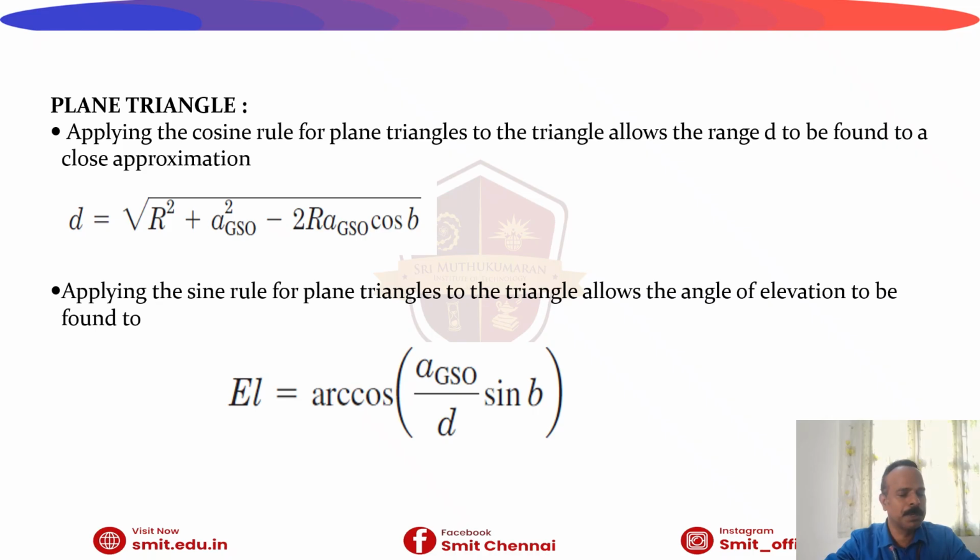And next, we are going to see about the plane triangle. In the plane triangle, we are applying the cosine rule. This cosine rule helps us to calculate the distance between the Earth station and satellite. The distance is called the range. The range is an important one because it determines the signal strength and propagation delay.